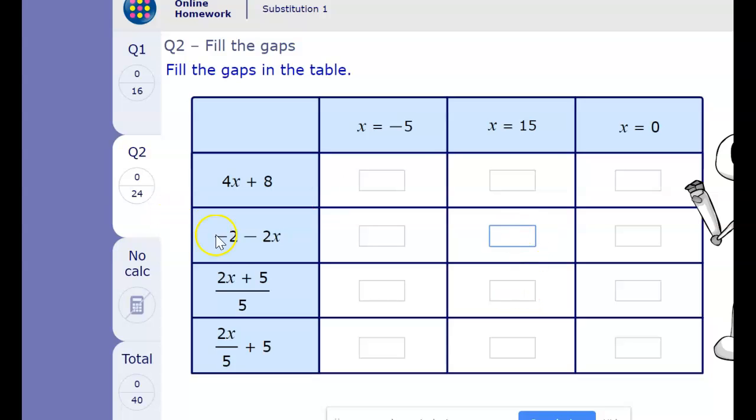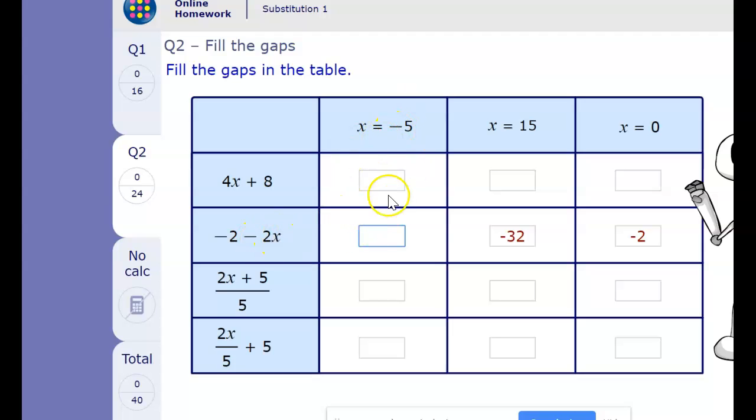So this one, it would be minus 2 minus 2 times x. So here x is 15, so 2x is 30. So it's minus 2 minus 30, which would be minus 32. Okay? Here would be minus 2 minus 0, because 2 times 0 is 0, so that would be minus 2. Here would be minus 2 minus 2 times negative 5.